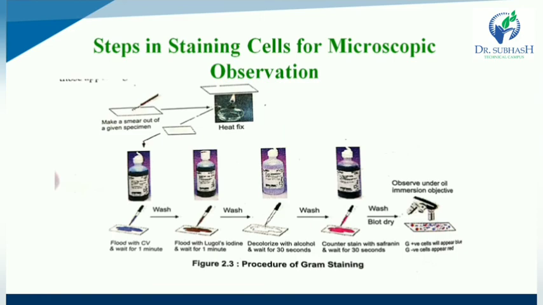Steps in staining cells for microscopic observation. So that is the schematic diagram of the procedure of gram staining. First step is make a smear out of the given sample. After smear preparation, heat fix the sample by passing the glass slide over the flame. After heat fixing, the glass slide is covered with crystal violet and wait for 1 minute.